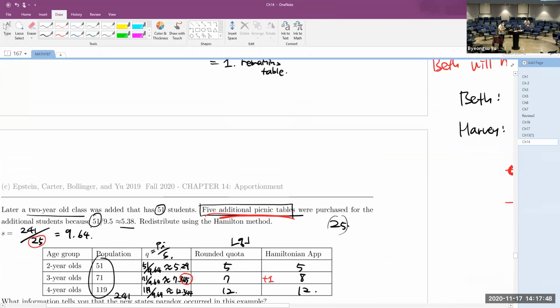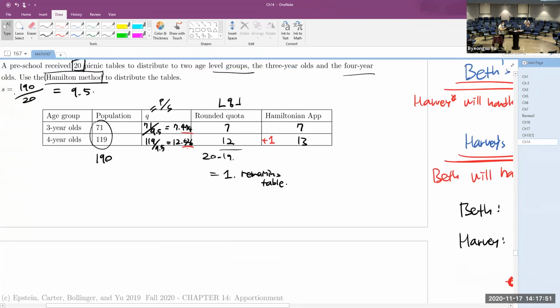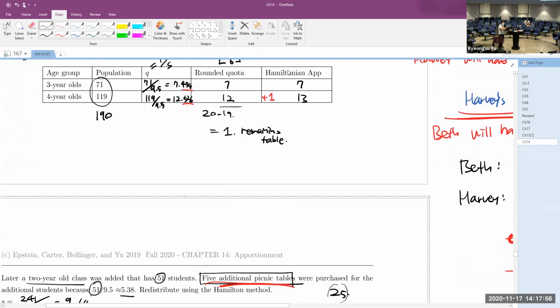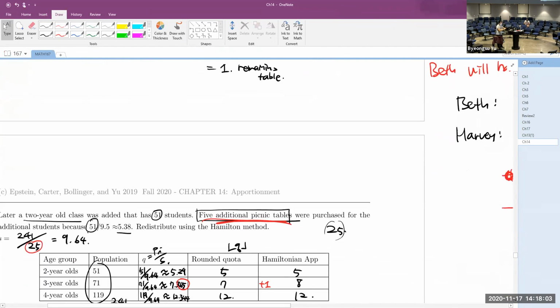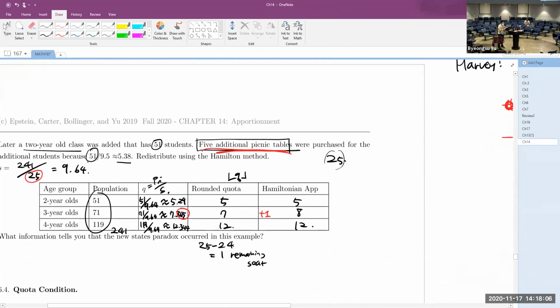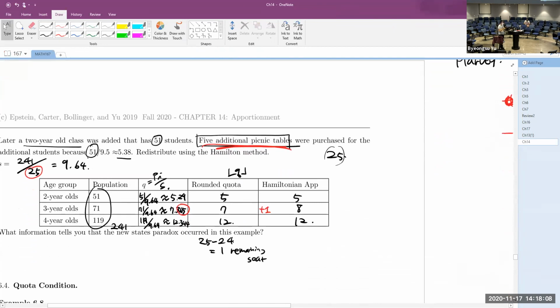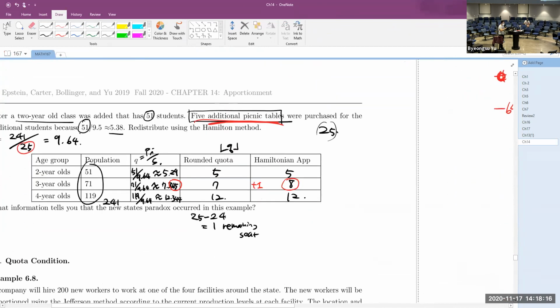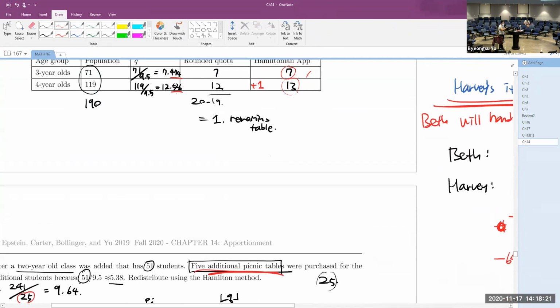So let's compare this with the previous case. In the previous case, the 3 year olds already had 8 tables and the 4 year olds had 13 tables, right? But by adding the 2 year old group with 5 more tables, now the 3 year olds have 8 tables, which is increased by 1, but the 4 year olds actually have 12 tables, which is decreased from the previous one, right?